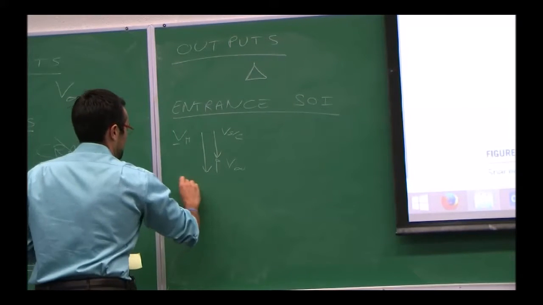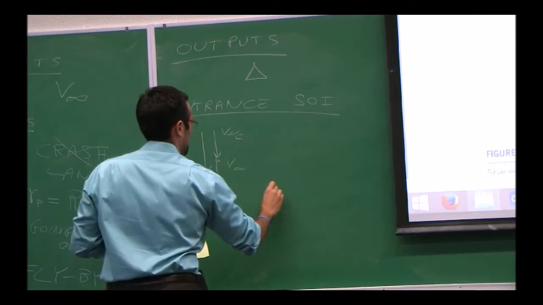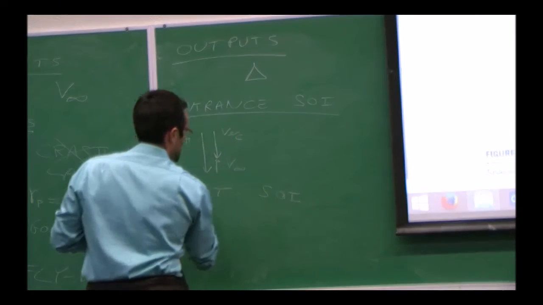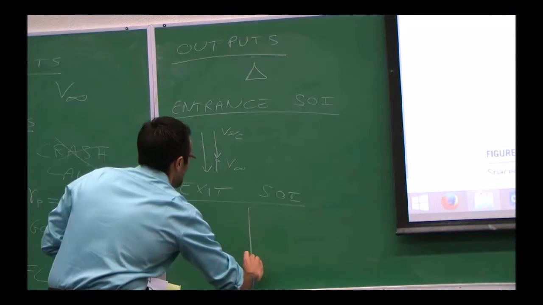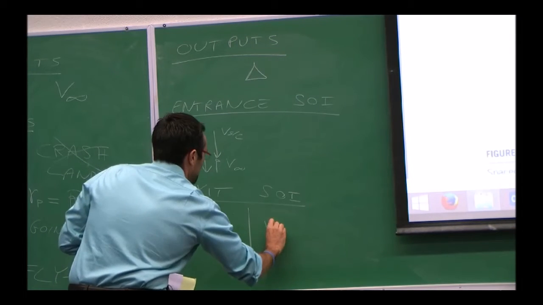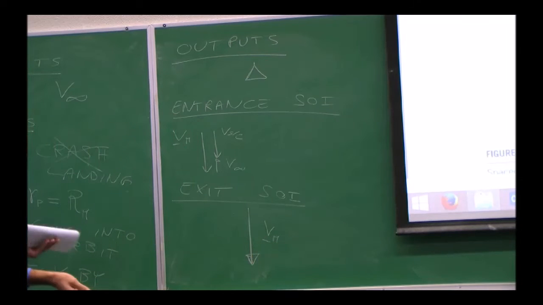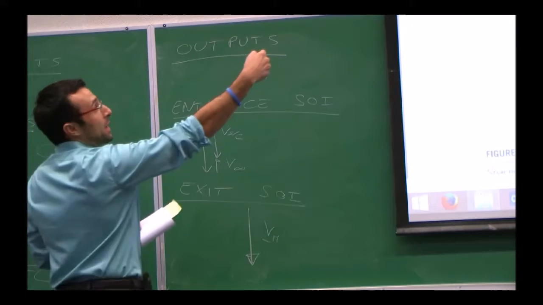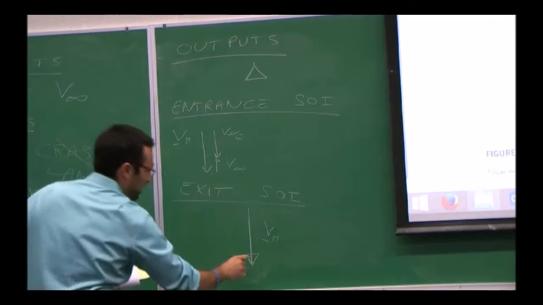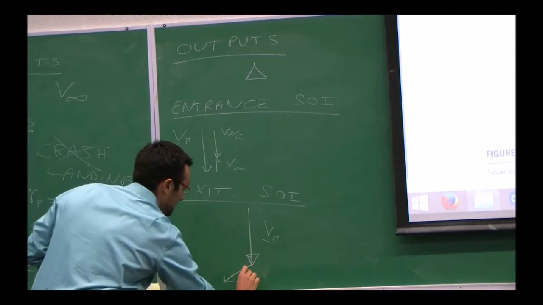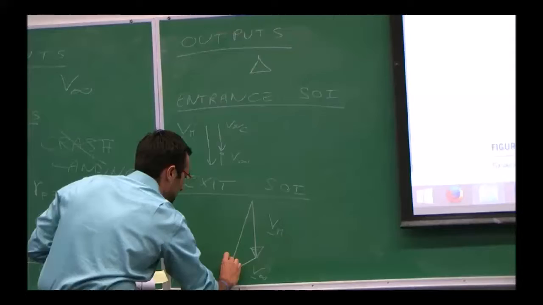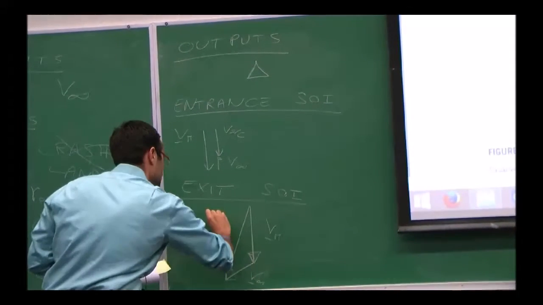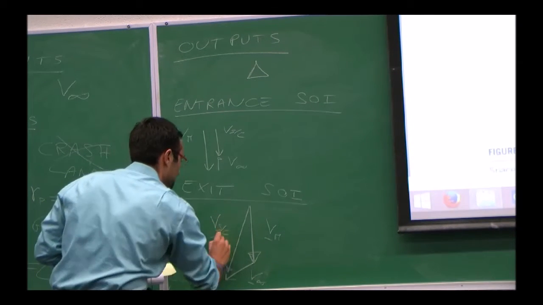At the exit, things have changed. You have, I hope I can do it to scale, probably not, the velocity of Mars, which is the same. Now I'm adding the V infinity, which is at some angle with respect to the velocity of Mars. Say that it's this one, right? So my actual velocity with respect to the Sun, which is the addition of the two, is going to be the velocity of the spacecraft right here.